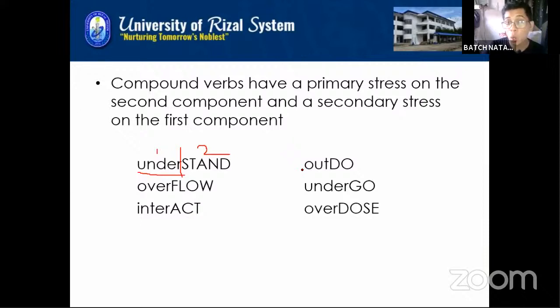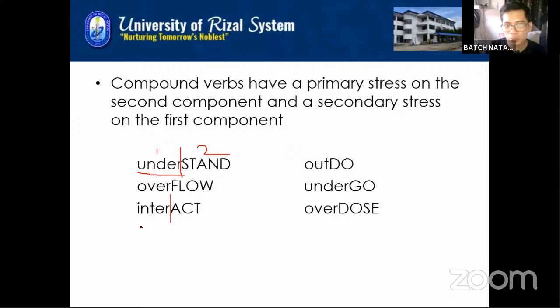Then we have overflow. So the water is overflowing. The water overflows on the basin. Basin. Okay, overflow. We don't say overflow, we say overflow. Okay, so there are actually two ways to pronounce this word.